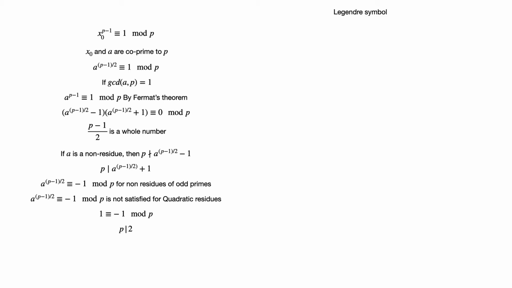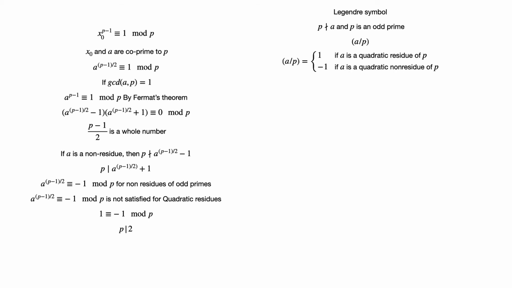Again, we assume that p doesn't divide a and p is an odd prime. The Legendre symbol (a/p) has the following definition. (a/p) equals 1 if a is a quadratic residue of p and equals negative 1 if a is a quadratic non-residue of p.